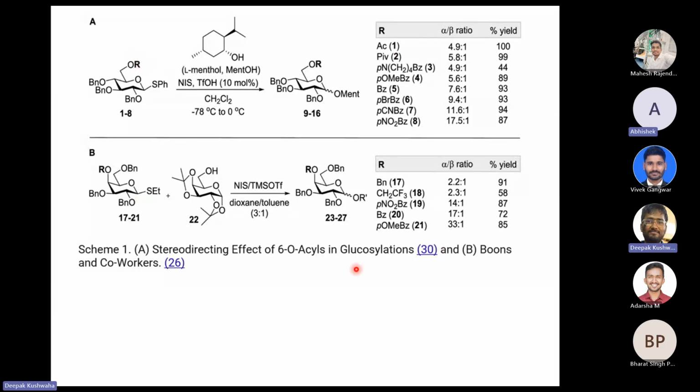But why, in galactose, did they not try C6?